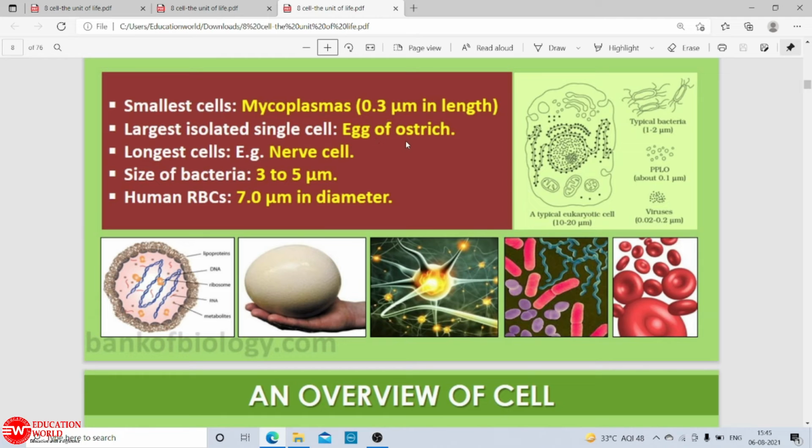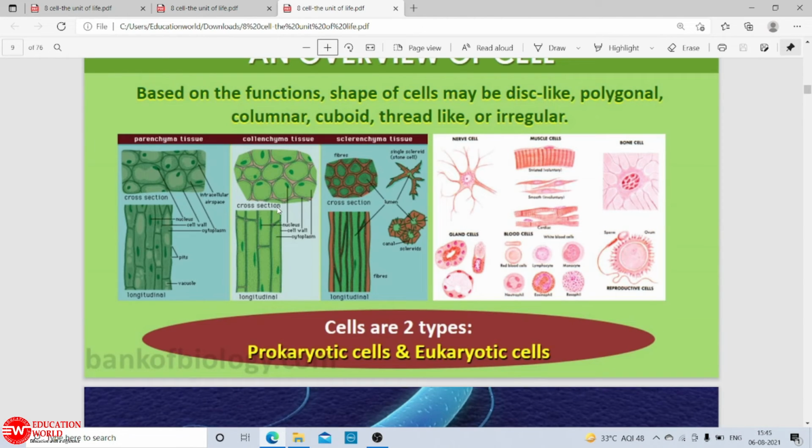The largest cell is the egg of the ostrich, the longest cell is the nerve cell, and the smallest human cell is the RBC. It has a 7 micrometer size with respect to its diameter. On the basis of their shape, the cells are of various types. They may be disc-like, polygonal, cylindrical, irregular, thread-like, or elongated. These are the various different shapes of the cells which we can have in the different life forms.